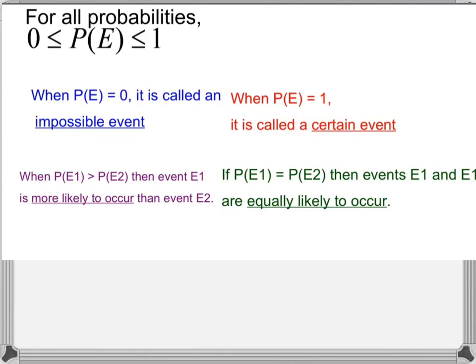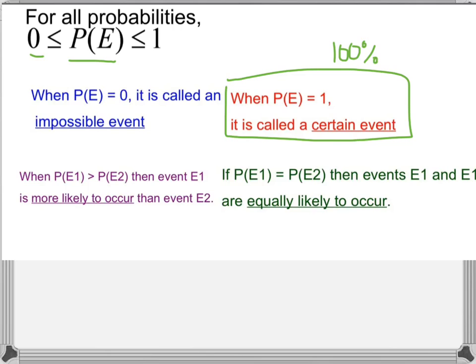For all probabilities, the probability of an event occurring is always between 0 and 1. There's never more than 1 in terms of a decimal. We can never have a probability of more than 1. If the probability is 1, then we call that a certain event. Remember, 1 is also 100%. So if the probability is equal to 1, which is the highest it can be, it's called certain. Okay. If the probability is 0, it's called an impossible event.